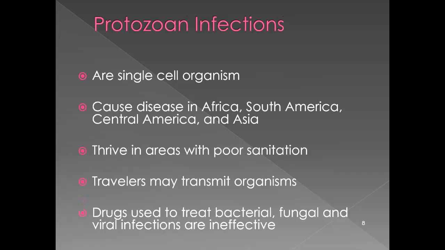Protozoan infections are caused by single-cell organisms that live in water, soil, and animals as their hosts. They cause disease in Africa, South America, Central America, and Asia. They usually thrive in areas with poor sanitation, and a lot of times travelers may transmit organisms by going on vacation and bringing them back to the United States. So that's how they really end up in the United States for us.